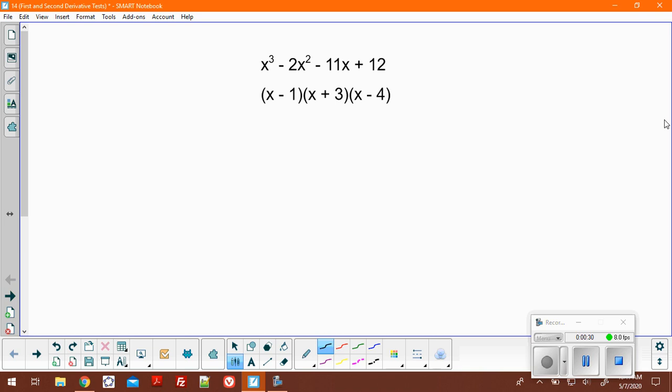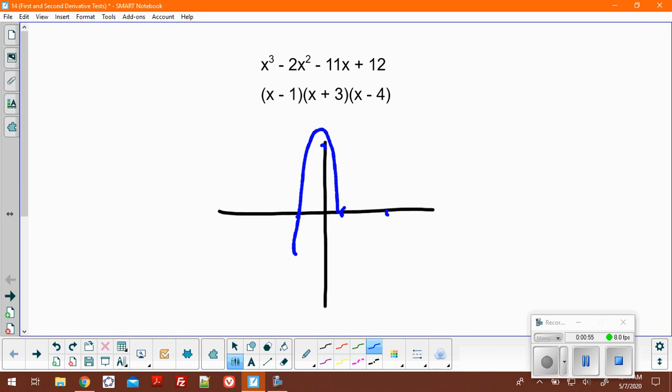Now I can start producing a rough sketch. I'm going to have roots at positive 1, at positive 4, and at negative 3. I noted my y-intercept would be up here somewhere. It's positive 12. But after that, that's kind of all you have. We know the function has to turn around, so it might look something like this. But I don't know exactly where that is.